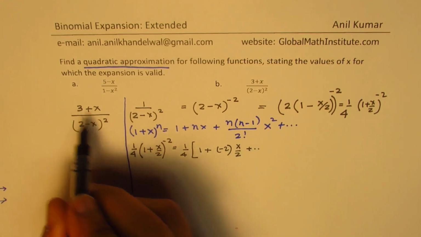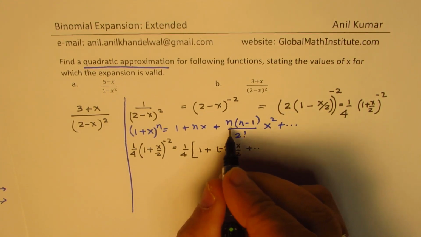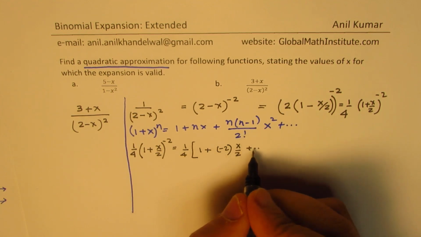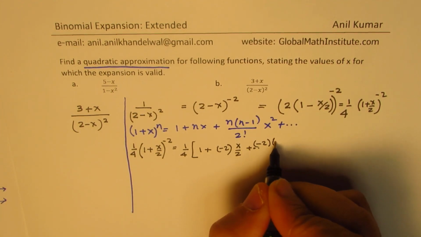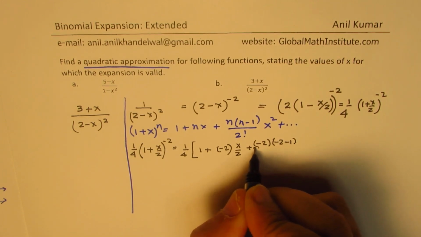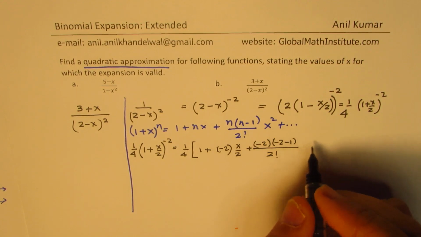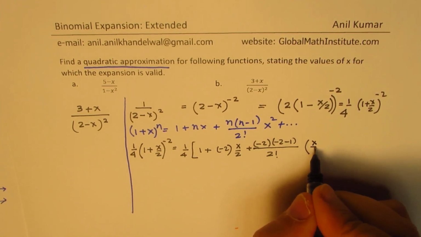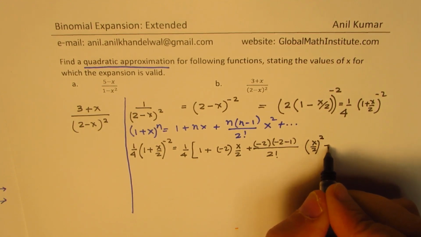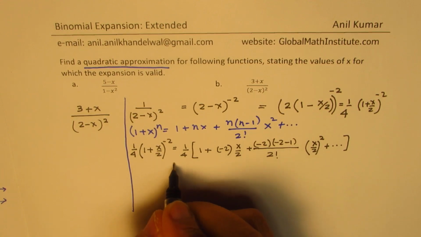So we'll just take these 2 parts, neglecting the rest. We could take this because 3 is getting multiplied with it, so we'll use this part also. So we have n, which is minus 2. So we have minus 2 times minus 2 minus 1 over 2 factorial x squared, which is for us (x over 2) whole squared, correct? Yes, we'll neglect the other terms. That should make sense. Okay.